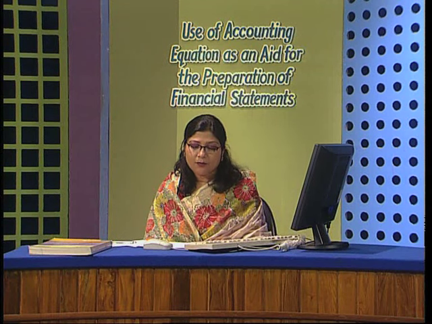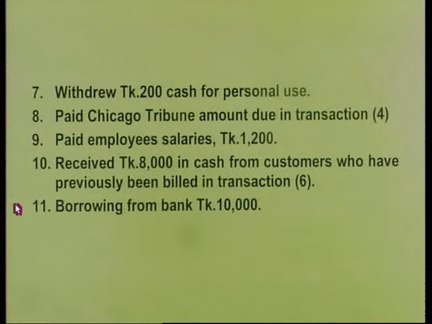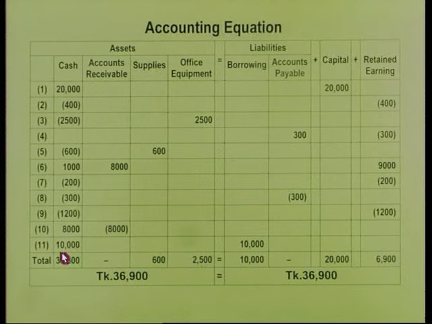Transaction number 11, which we have added with the given transactions. Students, this is not given in your book, but we have considered an additional transaction. Borrowing from bank 10,000 taka. Again, cash will increase. So in the cash column, cash has been increased by 10,000 taka, and borrowing under the liability component has been increased by 10,000 taka.